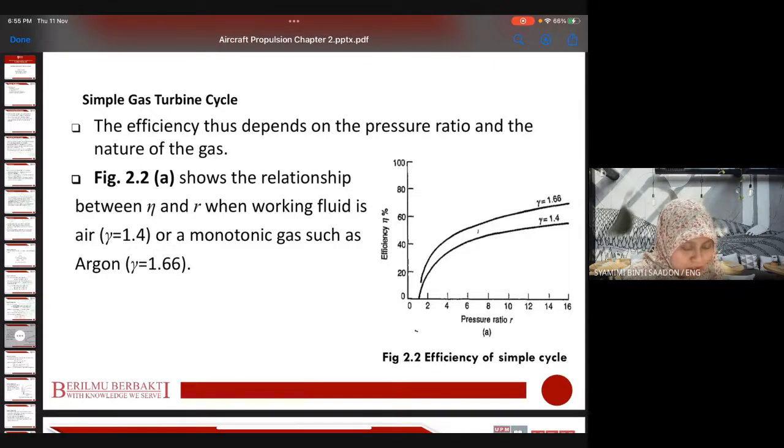So by looking at this figure, from the equation just now, we simulate that for this simple cycle, if we increase the pressure ratio, then efficiency will increase. That is one of the factors. Pressure ratio increases, efficiency increases. So that is one.